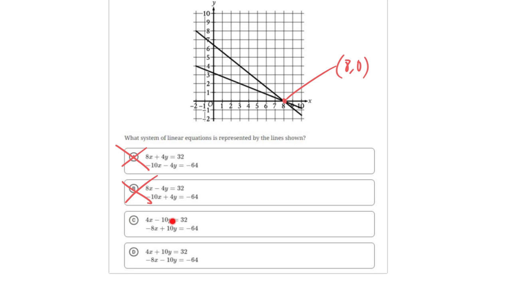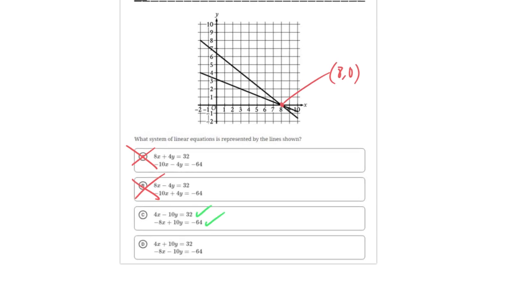When y is 0 here, it would be 4x equals 32. x would therefore be 8. So that one works. Check for that one. Let's do this one. When y is 0, it would be negative 8x equals negative 64, and x would therefore be 8. So that would work. Now, I do want to be a little careful, though.